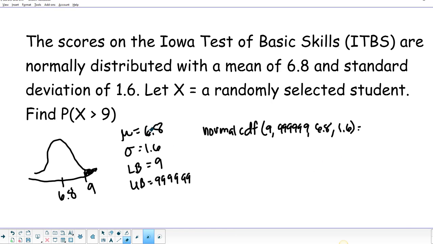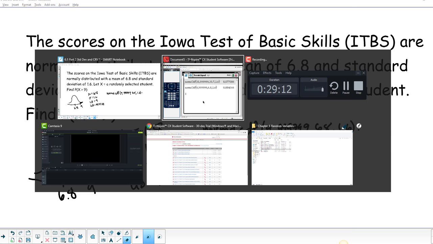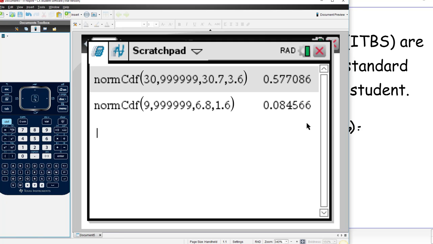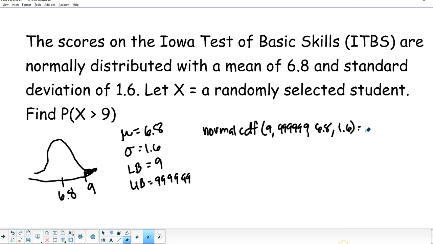All right, so when you come back, hopefully you ended up with something like this. You've defined your parameters, your mean of 6.8, sigma 1.6, my lower bound, because we were looking at everything more than 9, and then my upper bound going to some really big number. We type in our normal CDF function into the calculator, and we should get 0.0846. And that's it. We've now found the probability that somebody scores greater than 9 on this test.